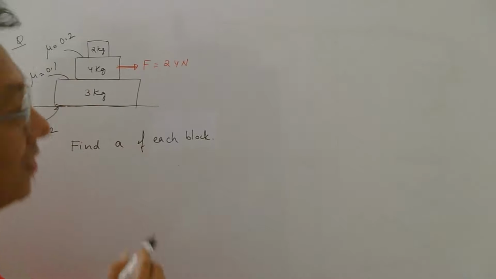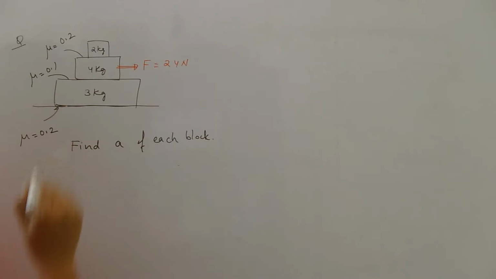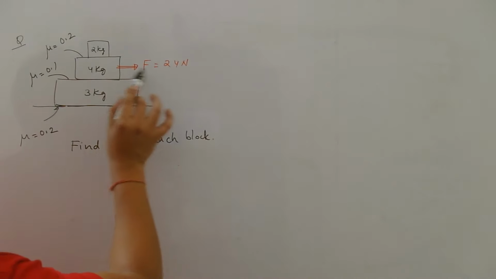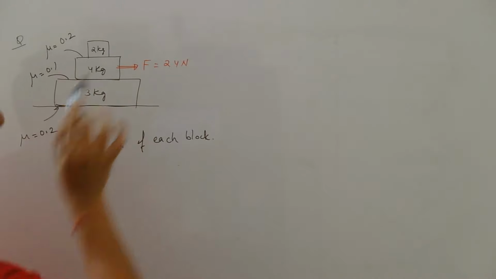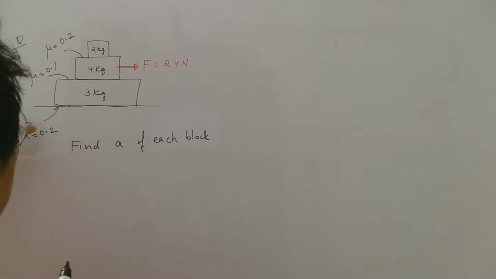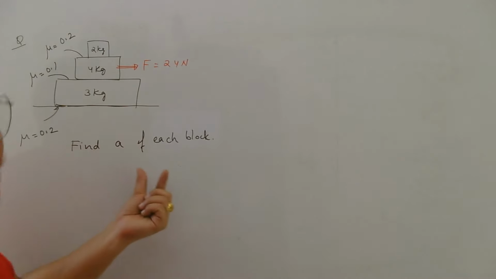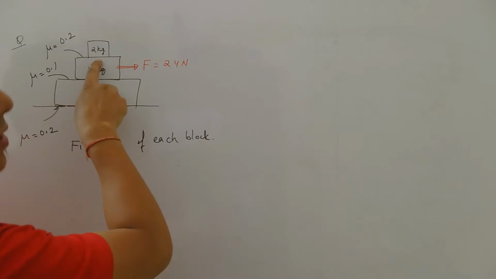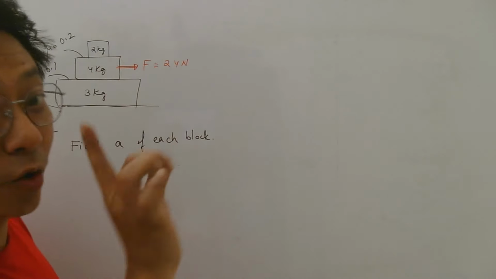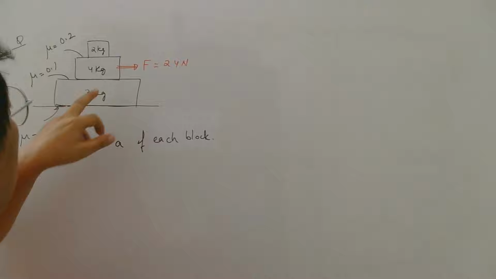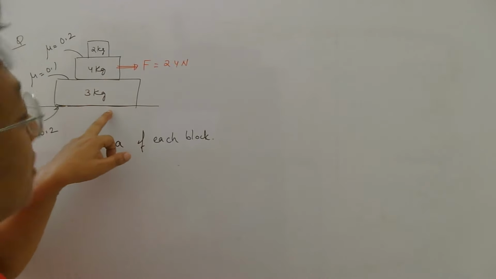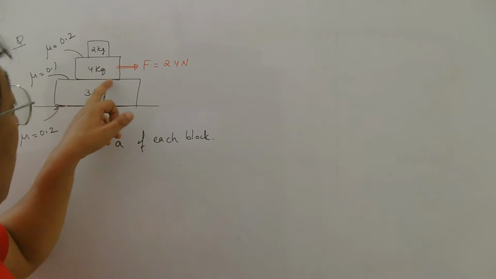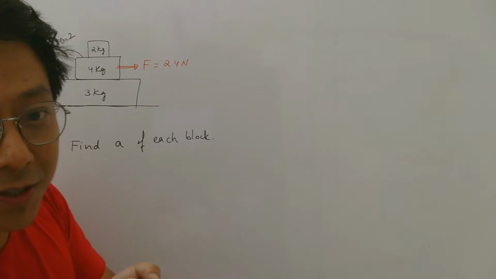So I have again taken 3 blocks, 2 kg, 4 kg, 3 kg, and now I have applied a force of 24 Newton on the middle block. Friction coefficients are given. We have to find the acceleration of each block. Now here, if you remember, I told you since force is applied here, slipping will never start here first. Slipping may start there, but it will not start first. Slipping will start either first here or here, one of them.